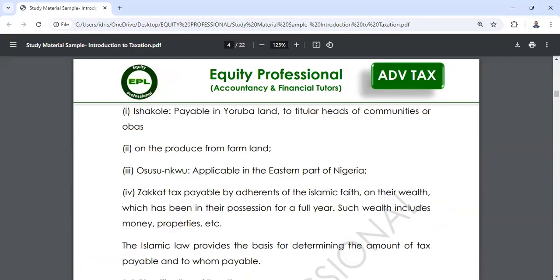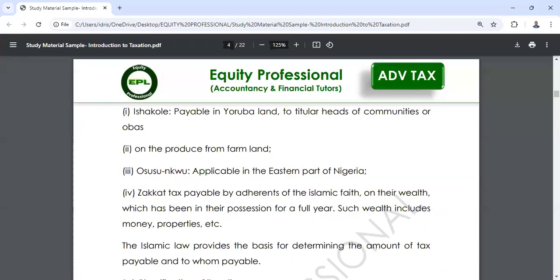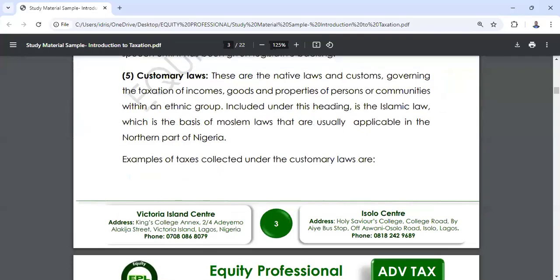Religions too: the Islamic religion normally collects zakat. The Bible talks about tithes. All these things are part of tax. So customary law is also a source of tax law. So, like I said, we have about 5 sources of tax law. Number 1 is the Constitution of 1999. Number 2 is statutory law. Number 3 is case law. Number 4 is budget speech. Number 5 is customary law.